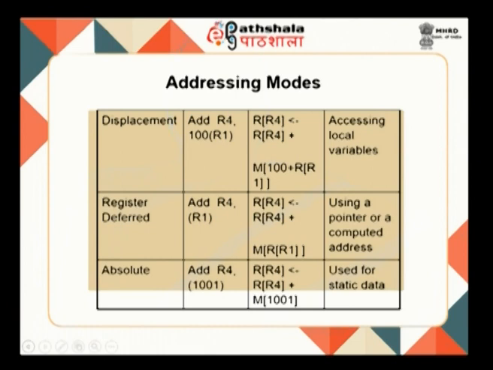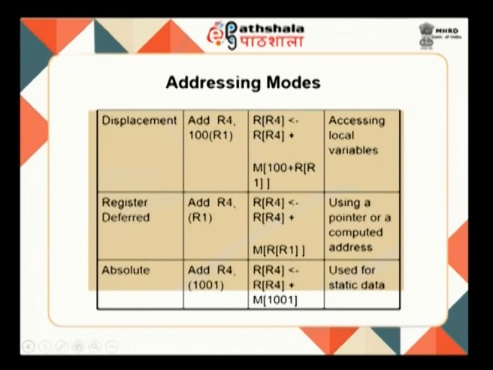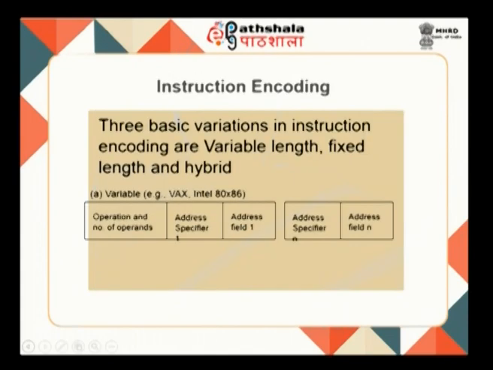Similarly, you can also look at absolute addressing, where the effective address is straight away given along with the instruction. So, when I say add R4, (1001), 1001 within brackets does not indicate the data; it only indicates the address of the data. So, go to the memory location whose address is 1001, you get the data, and that will be the data on which you have to operate. This is normally used for static data.